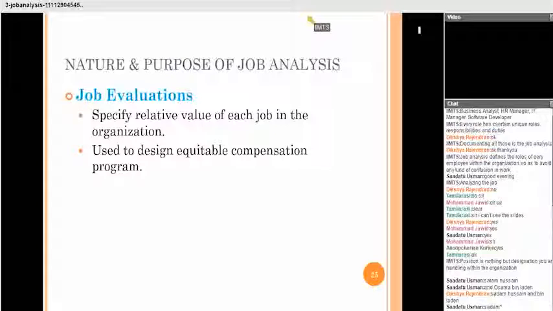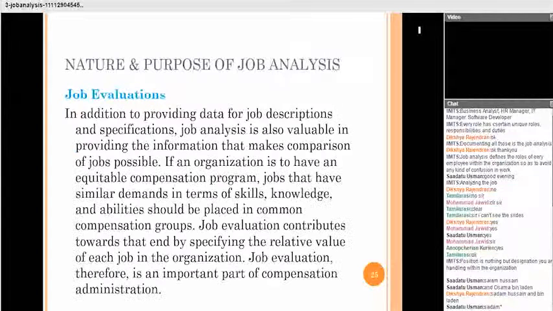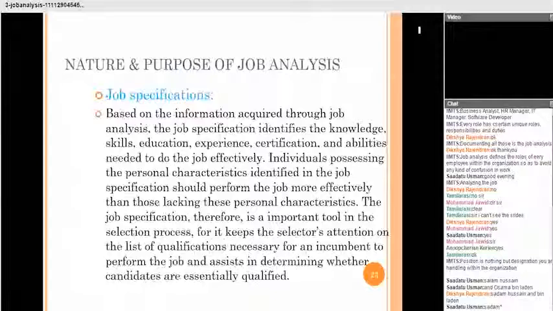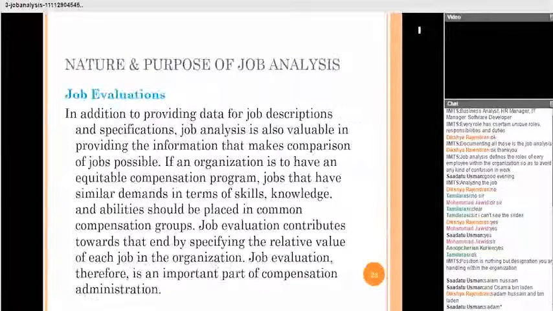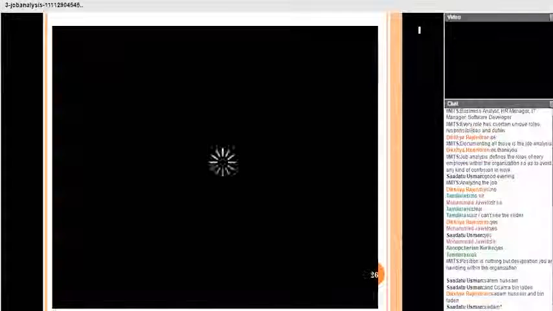It specifies the relative value of each job in the organization, and it is used to design an equitable compensation program. So this is all about job evaluation, job specification, and job description. Is it clear to all? Any questions, any clarifications?